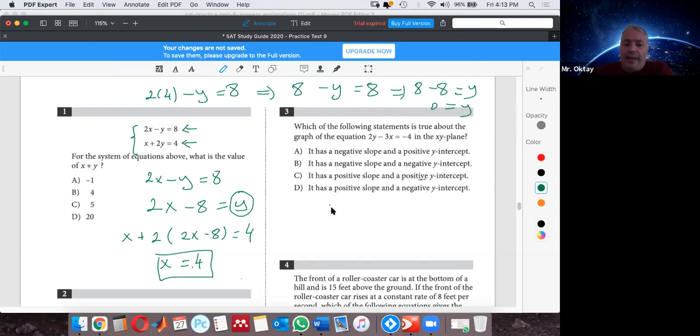The second way, again, I want to underline 2x minus y is 8. x plus 2y is 4. So it's easier for me if I multiply the first line by 2 and add them side by side.